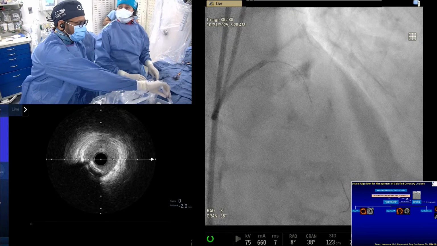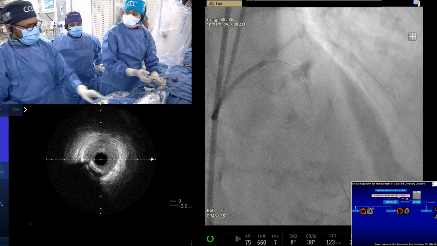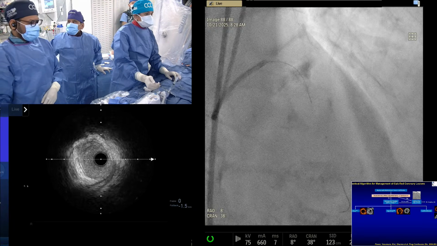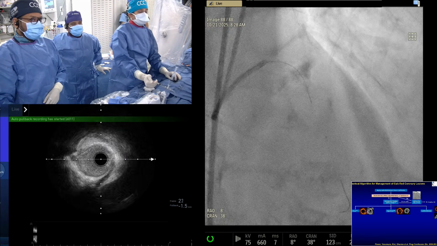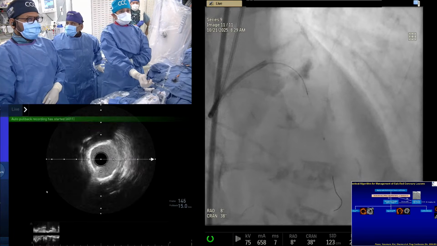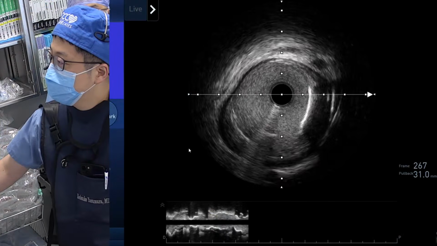Okay, now you can start. Do we take the ostial left main? Yes, you're going to check the ostial left main. Okay, start pullback. The first pullback. Already there, 360 calcium. Yeah, 360. Diffuse plaque, bifurcation.